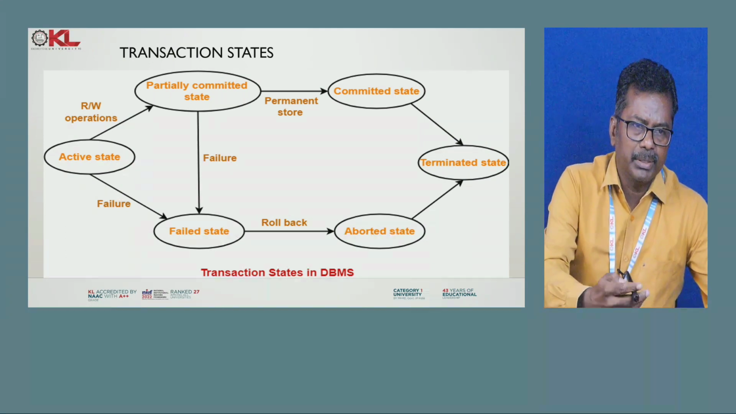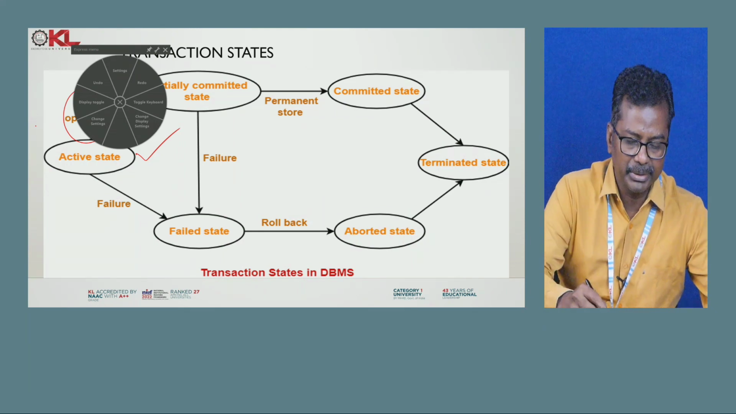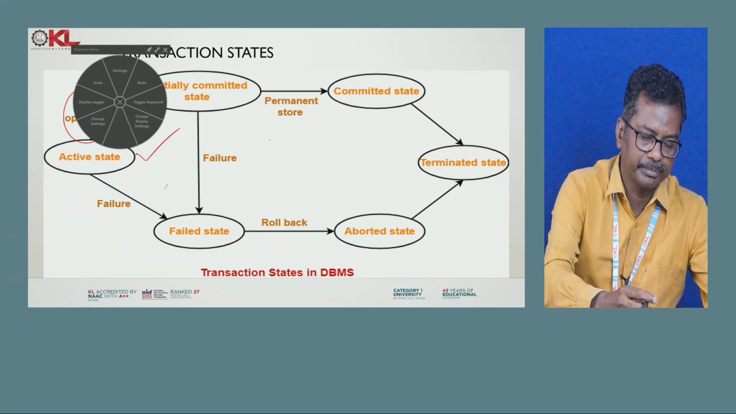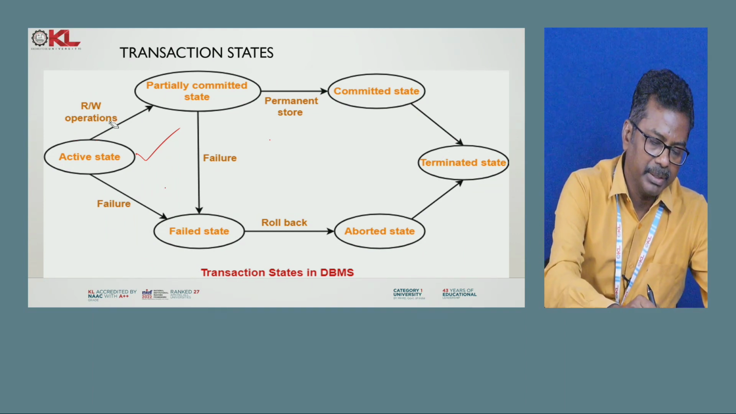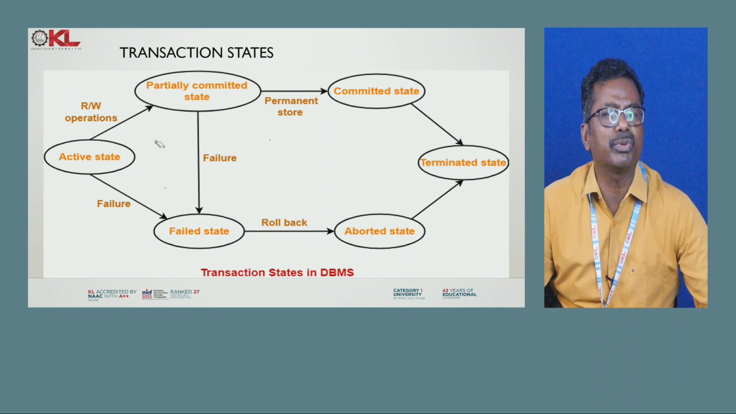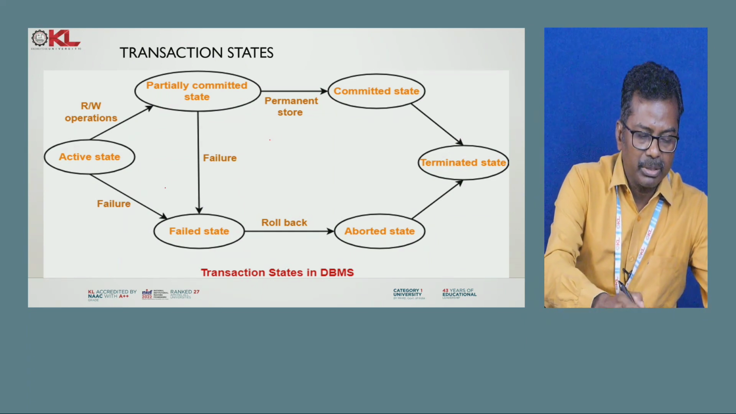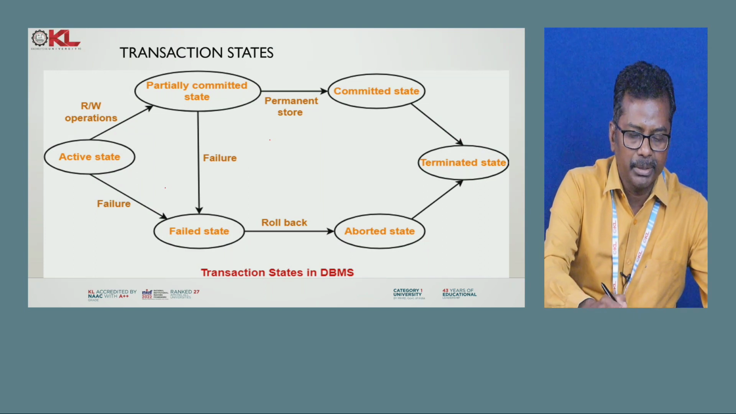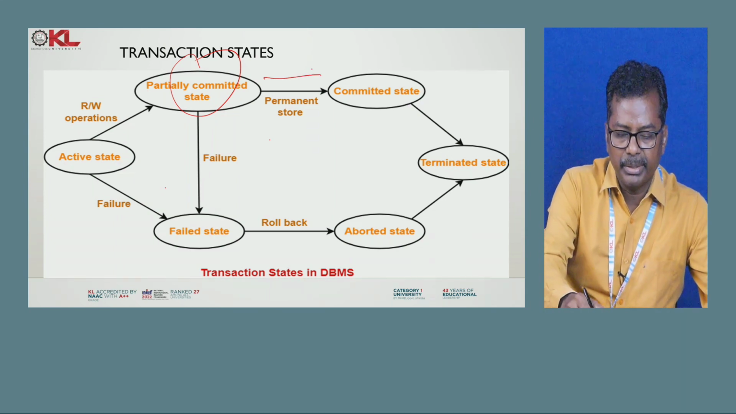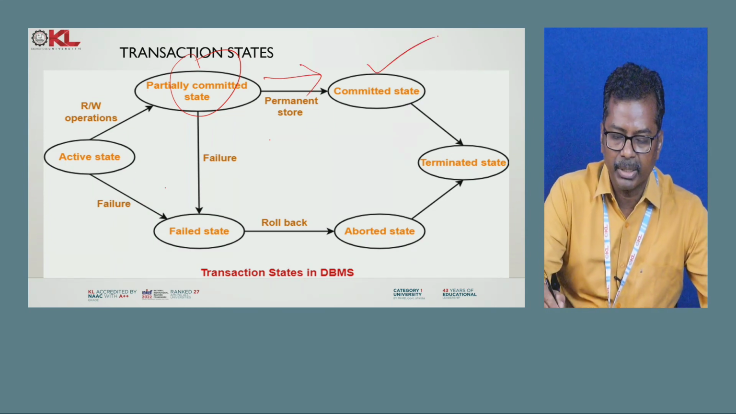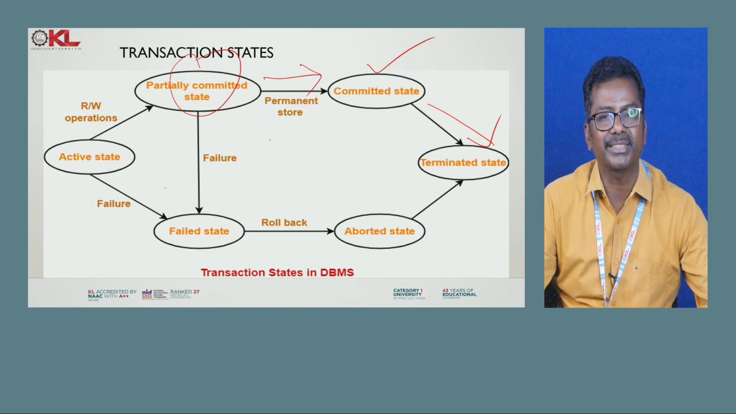So here comes the active state. From this active state we will perform various read and write operations, let us say transferring an amount to your friend's account and so on. After the read and write operations, the database will be in the partially committed state, and then it is moved into the committed state, and from the committed state to the terminated state. That means the transaction is successful.